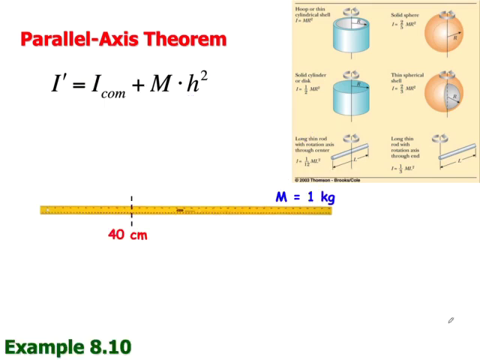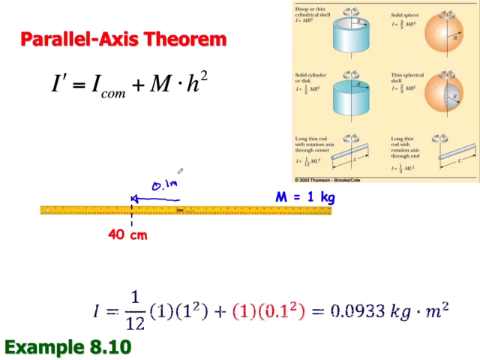What would happen if I moved it to 0.4? In this case, h is going to be what? It's going to be 0.1 meters. Could you please pause the video and solve this before I show you the answer? And here we go. You should have gotten 0.0933 kilogram meters squared. It's smaller than it was before.